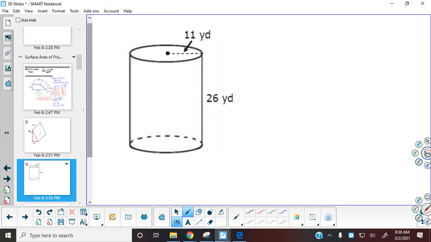Okay, let's take a look at the cylinder. Now what I want you guys to imagine is that you are thinking about an oatmeal box or something of that nature. You obviously have circular bases, so base here and base here.